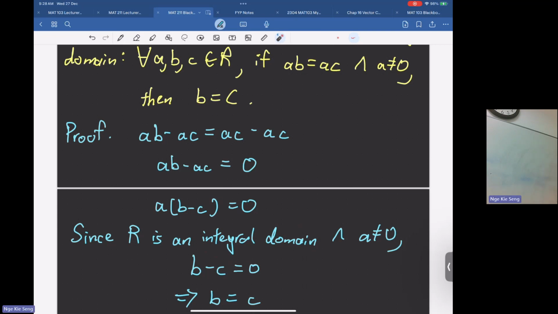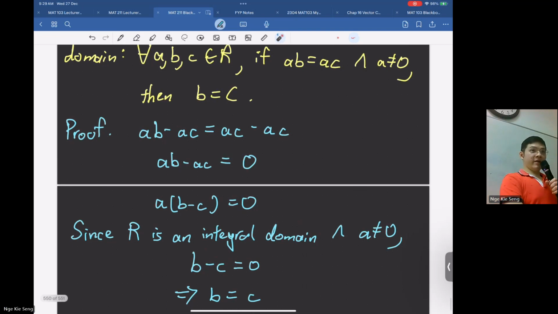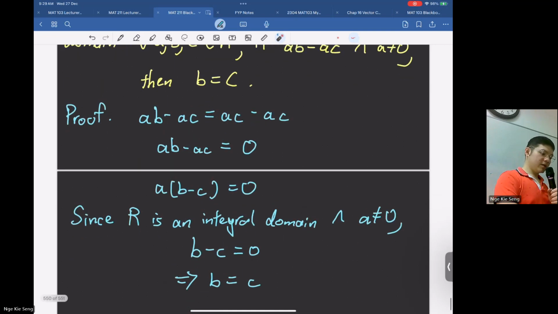What we have used: we only use the additive inverse, we use distributivity, and we use the definition of integral domain. That's all. There's no special treatment or construction here. Any question about the proof? Is it straightforward?